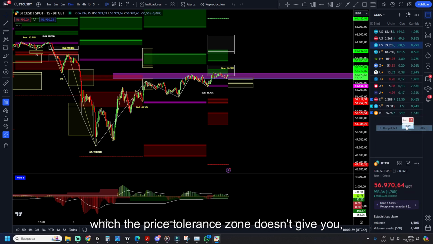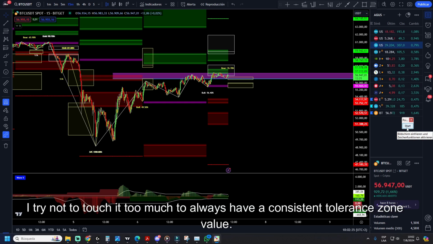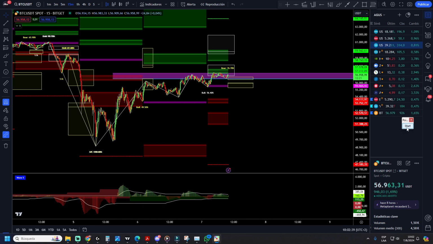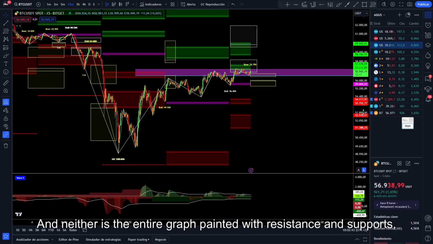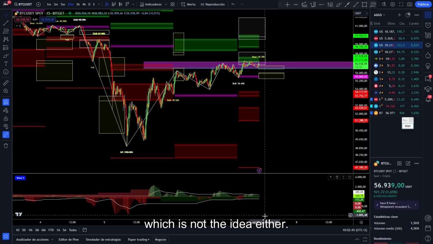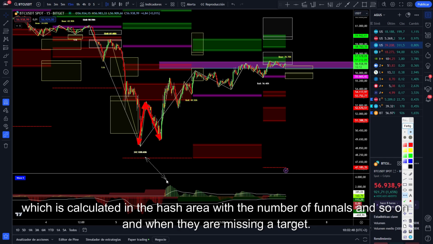So if you don't have the box you need, which the price tolerance zone doesn't give you, what you can do is change the tolerance zone. I try not to touch it too much, to always have a consistent tolerance zone value. And the entire graph isn't painted with resistance and supports either, which is not the idea. The idea is that there really is a calculated support and resistance, calculated in the hash area with the number of funnels and so on, and when they are missing a target.